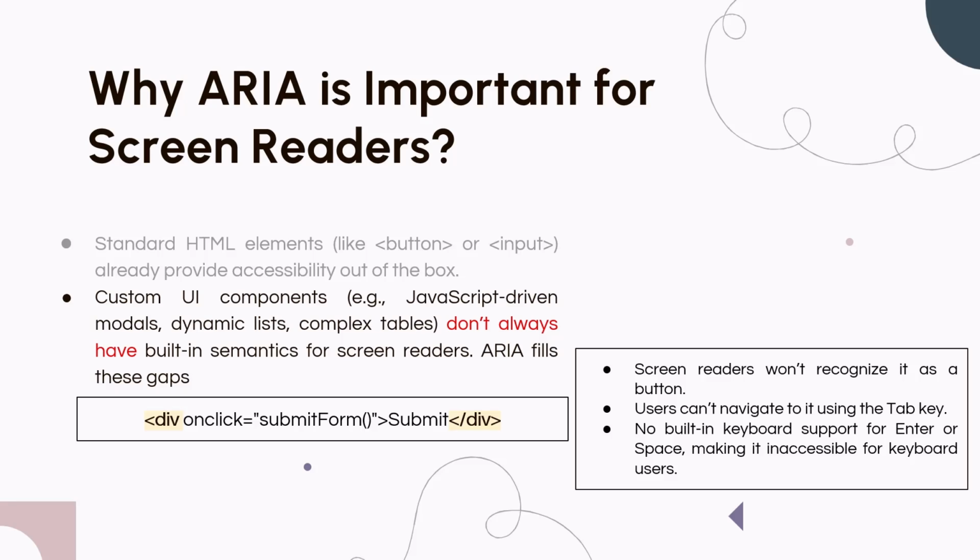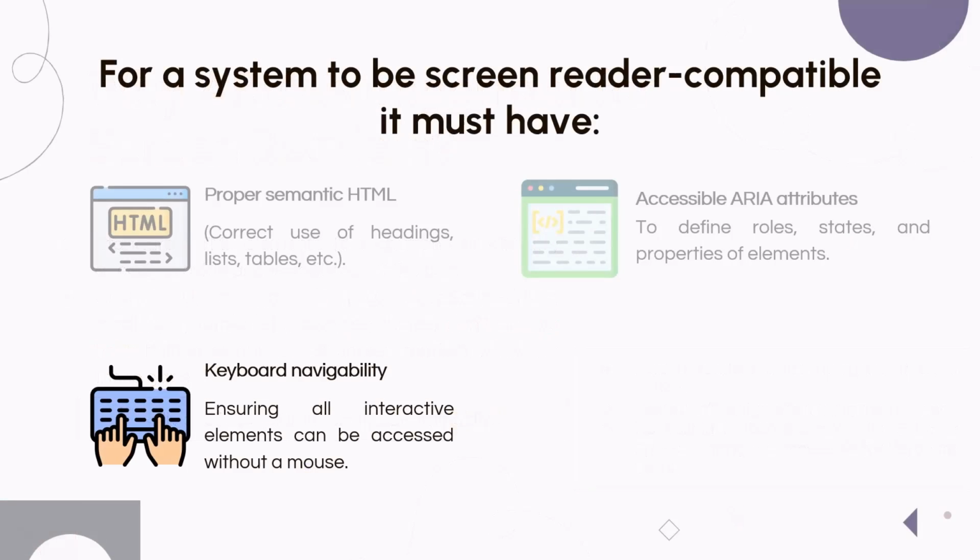Without proper accessibility enhancements, custom elements can create barriers for users who rely on assistive technologies. Let's move on to the next criteria. The next important criteria for screen reader accessibility is keyboard navigability. As a screen reader user, navigating a website relies heavily on the keyboard.